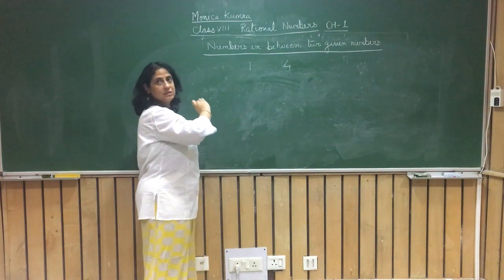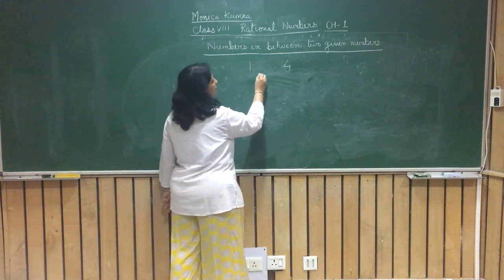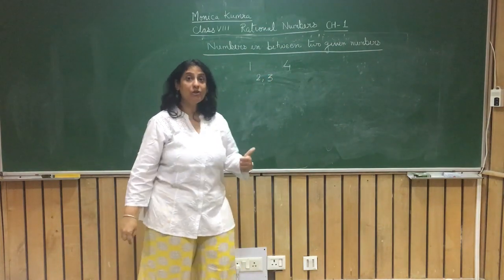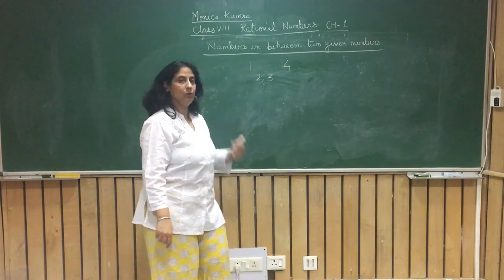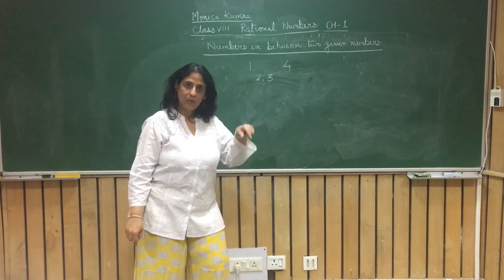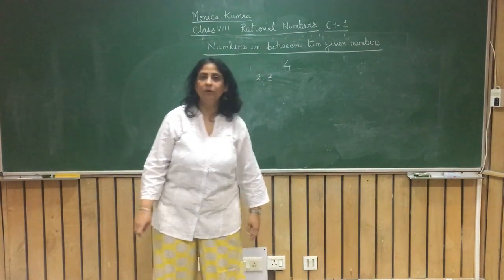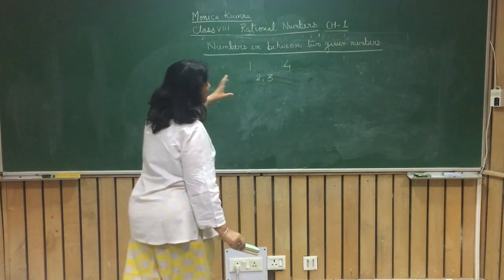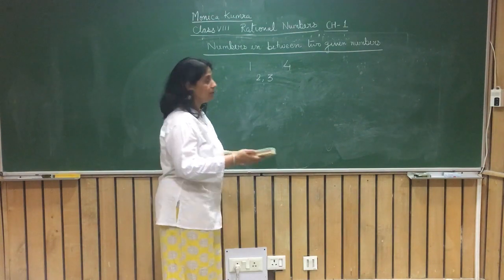Now, from 5 I come to 4. And my question is, write three numbers between 1 and 4. What will you do now? Now here comes the trick of how to find numbers between the given numbers. And I must tell you, there are many numbers between two given numbers. So don't get confused or worried.